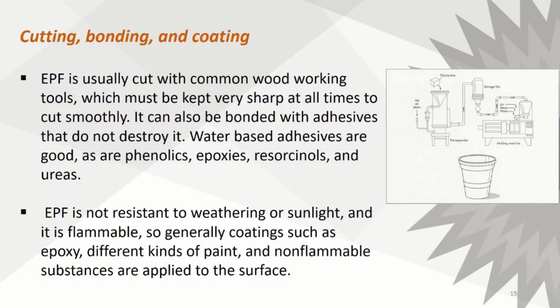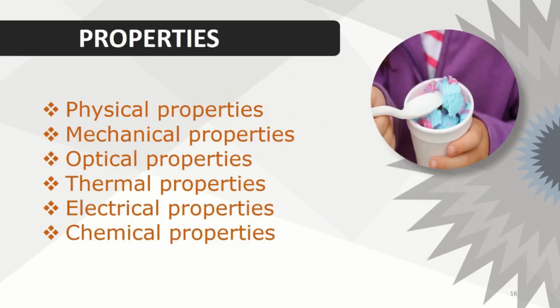Okay, now I am going to talk about polystyrene properties. We can divide the properties into 6 parts. They are physical, mechanical, optical, thermal, electrical and chemical properties. Now I am going to talk about physical properties.